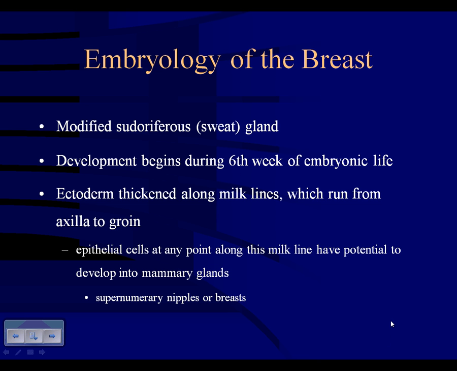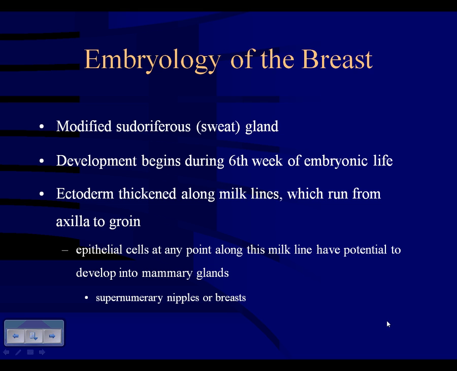All right, so the breast, embryologically, is basically a sweat gland. It actually develops like one, and it's also known as a sudoriferous gland. Development begins during the 6th week of embryonic life. Most of it is ectodermal.